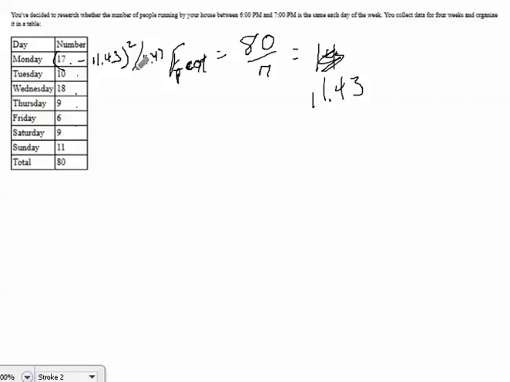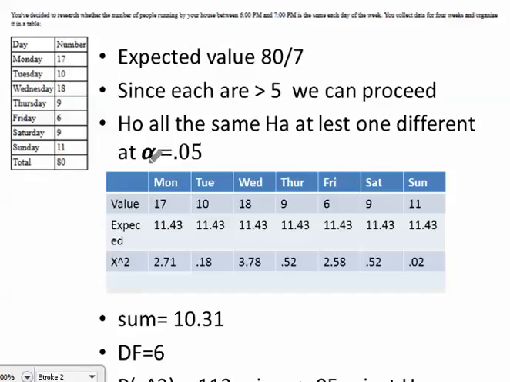It's really not that difficult to do. When we do that, here's what we got. Here are my values: 17, 18, 9, 6, 7, 11. Expected values: if I subtract, square it, and divide by 11.43, these are the chi-square values I get right here. I sum them all up, I get 10.31, with degrees of freedom of 6. How did I get 6? 7 minus 1. 6 degrees of freedom.